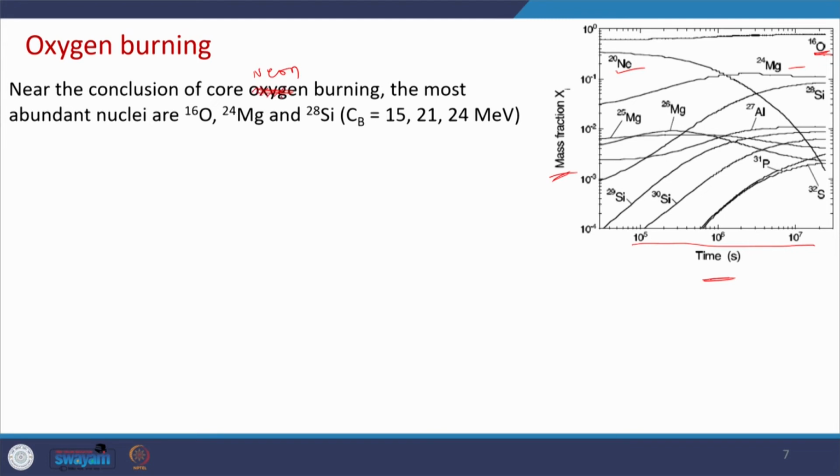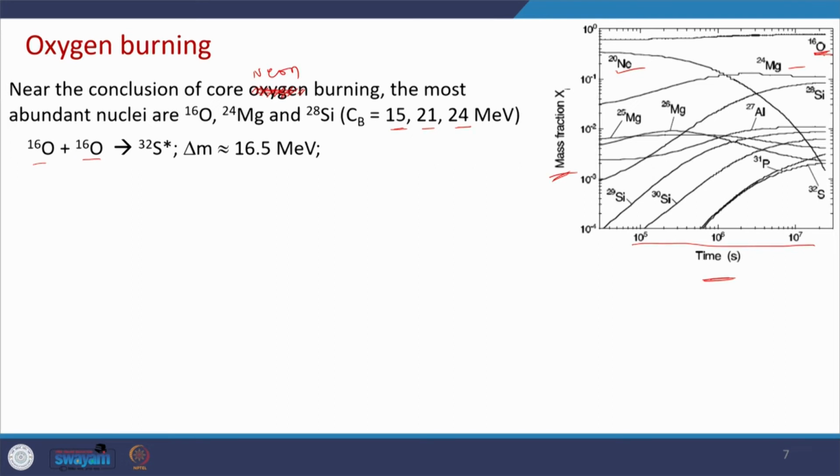the most abundant nuclei are oxygen 16, magnesium 24 and silicon 28, and the corresponding Coulomb barrier values, if you see, are about 15, 21 and 24 MeV. Now, the fusion between heavy nuclei, oxygen and oxygen, should give rise to, as expected, sulfur 32 in the excited state.